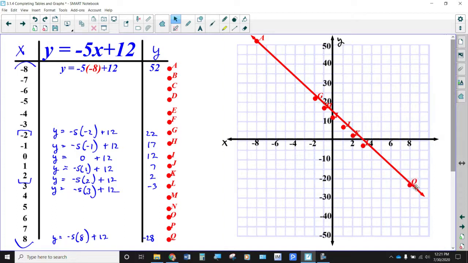So let's get this guy down here to where negative 28 would be. That should be negative 28, somewhere around here, right? Negative 25, 26, 27, 28. So now let's see if things fall in line a little bit better. And they do, okay?